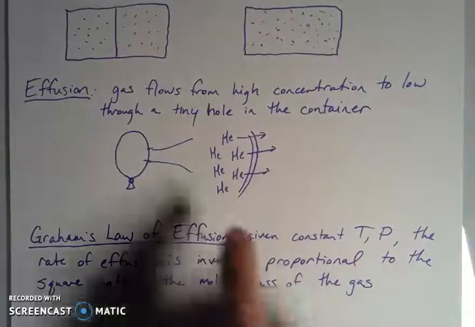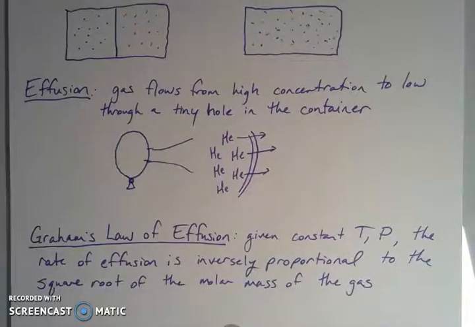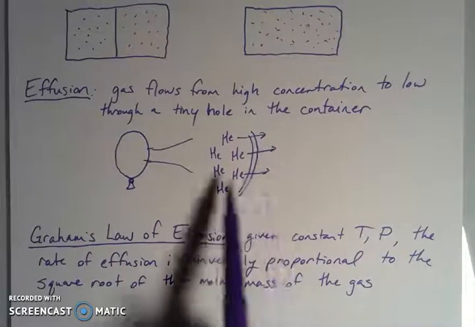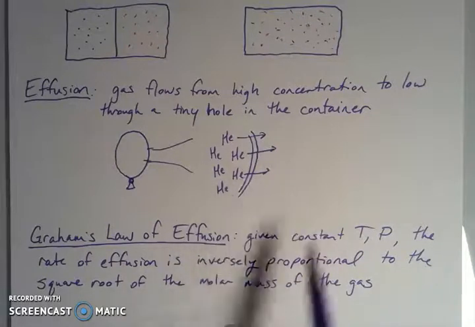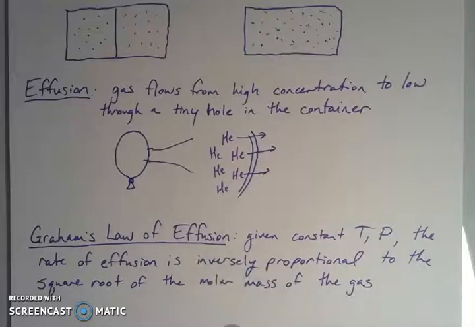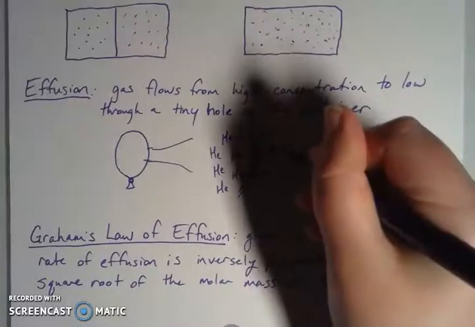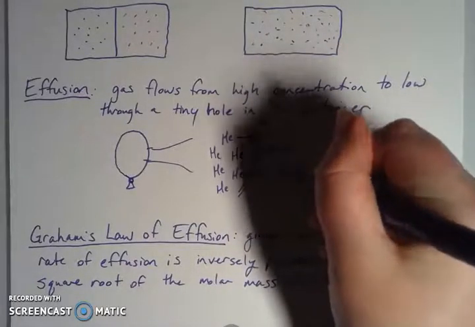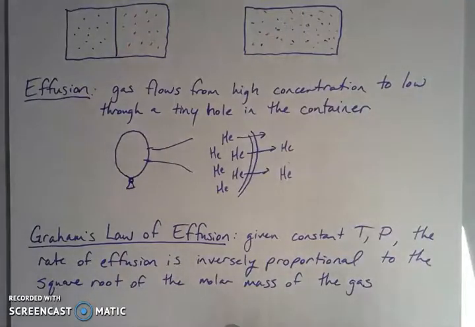So it's not like there's a portal or something allowing these things through, not like a transport protein through a cell membrane or something like that. We're talking about these teeny tiny little pores that these things can naturally seep through because they're so small and they're moving so quickly. So this is effusion, and we have a higher concentration of helium on the inside, lower on the outside, so it's going to move that direction naturally.